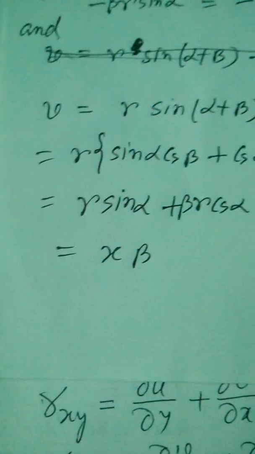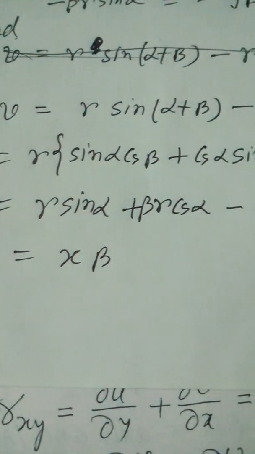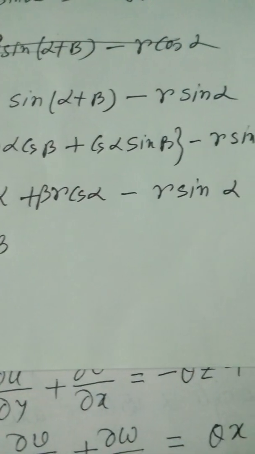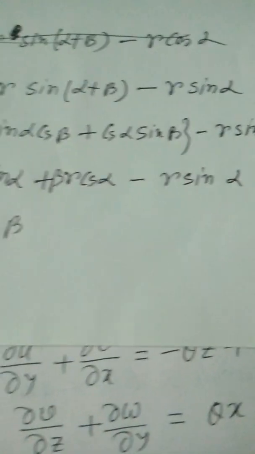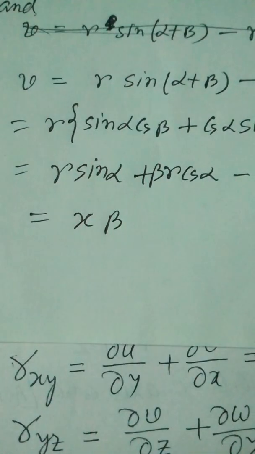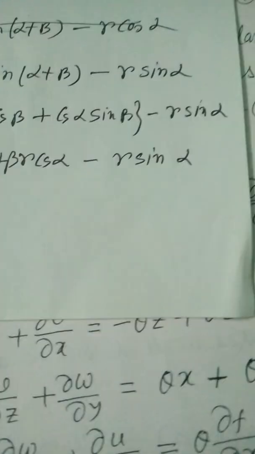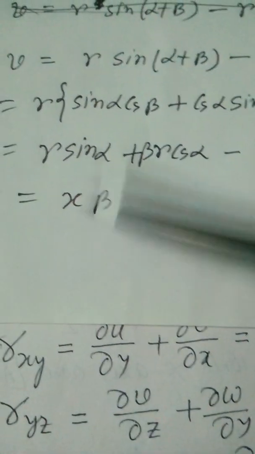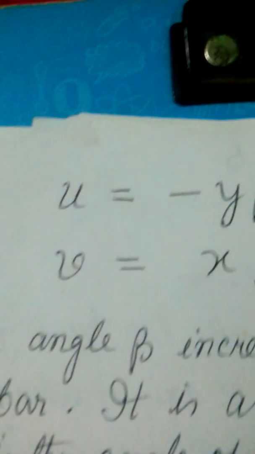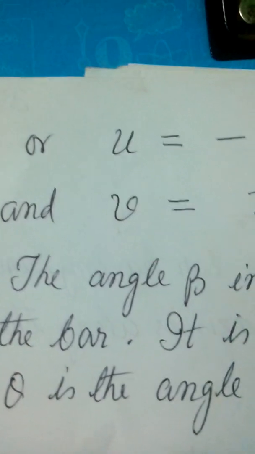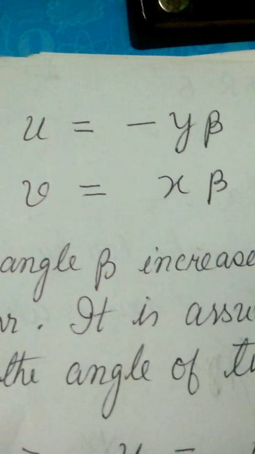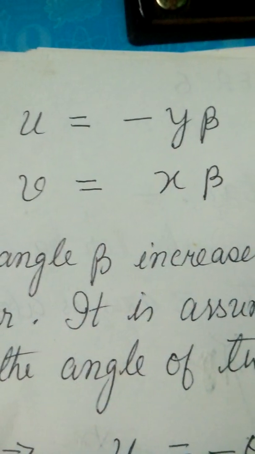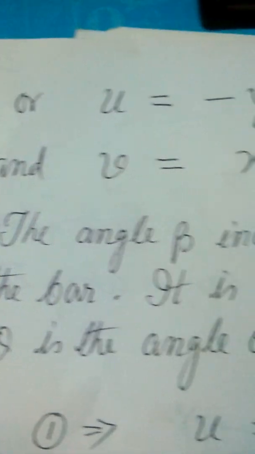And similarly v is equal to the trigonometrical expansion. Nothing to worry about, you can get it. So this is x beta. So we have reached these two equations: u is equal to minus y beta and v is equal to x beta.